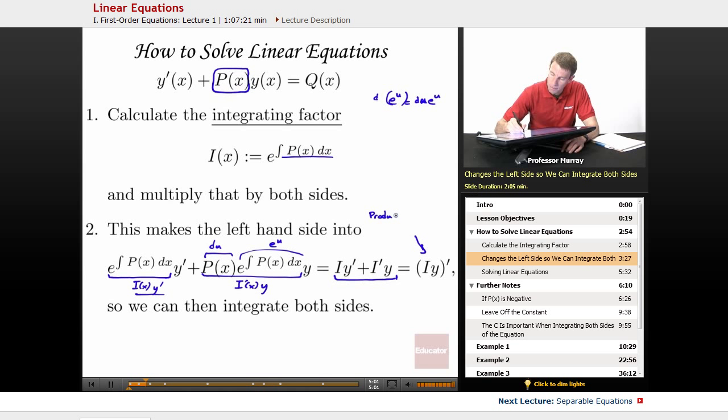So we're really exploiting the product rule from Calculus 1 to solve this kind of differential equation. And so what that means is you can integrate both sides. When you integrate both sides, you're going to get I y on the left and whatever you get on the right. And then the point is we're going to take it from there and we're going to solve for y.